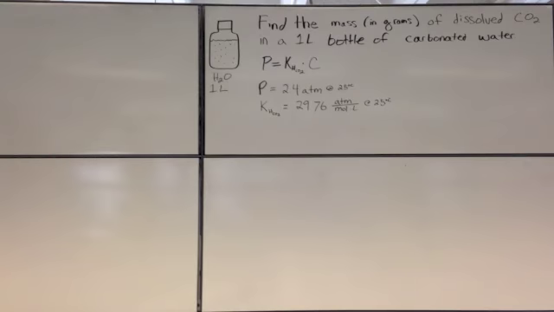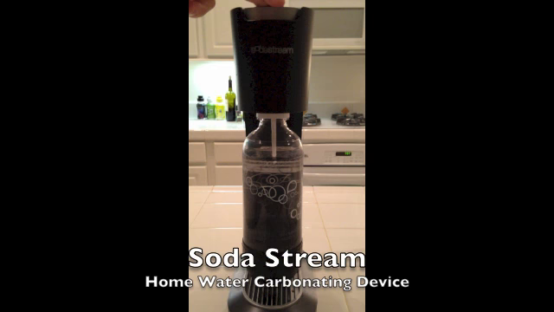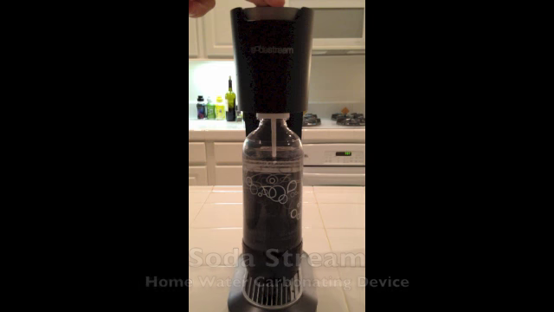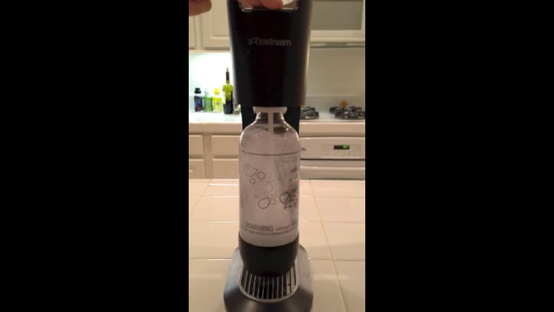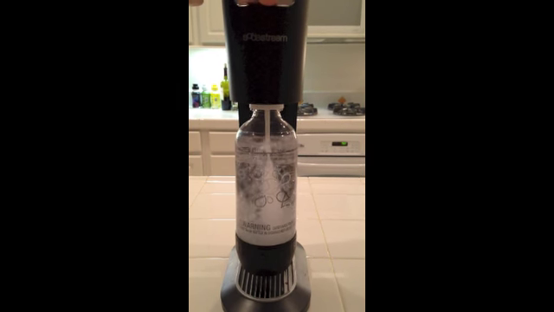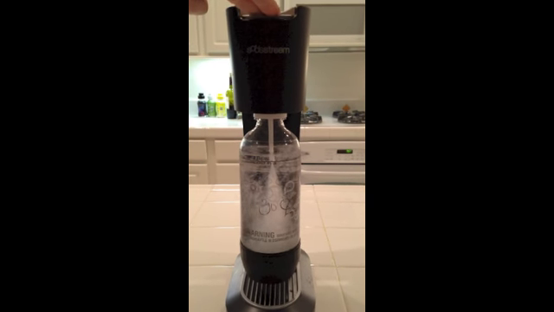An example of when to use Henry's constant is to find the mass in grams of dissolved carbon dioxide in a 1 liter bottle of carbonated water. We'll assume a pressure of 2.4 atmospheres at 25 degrees Celsius in the bottle, and a Henry's constant of 29.76 atmospheres per moles liter at 25 degrees Celsius. A real-world example of something like this is a SodaStream water carbonating device. This device adds carbon dioxide to water, thus making soda pop.